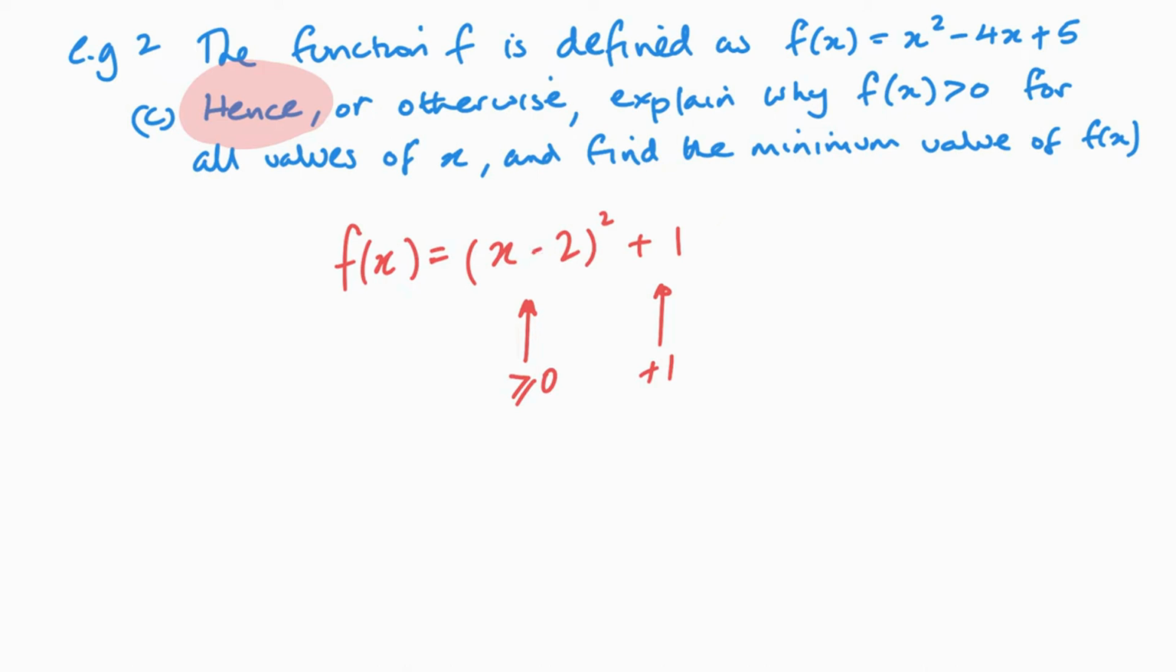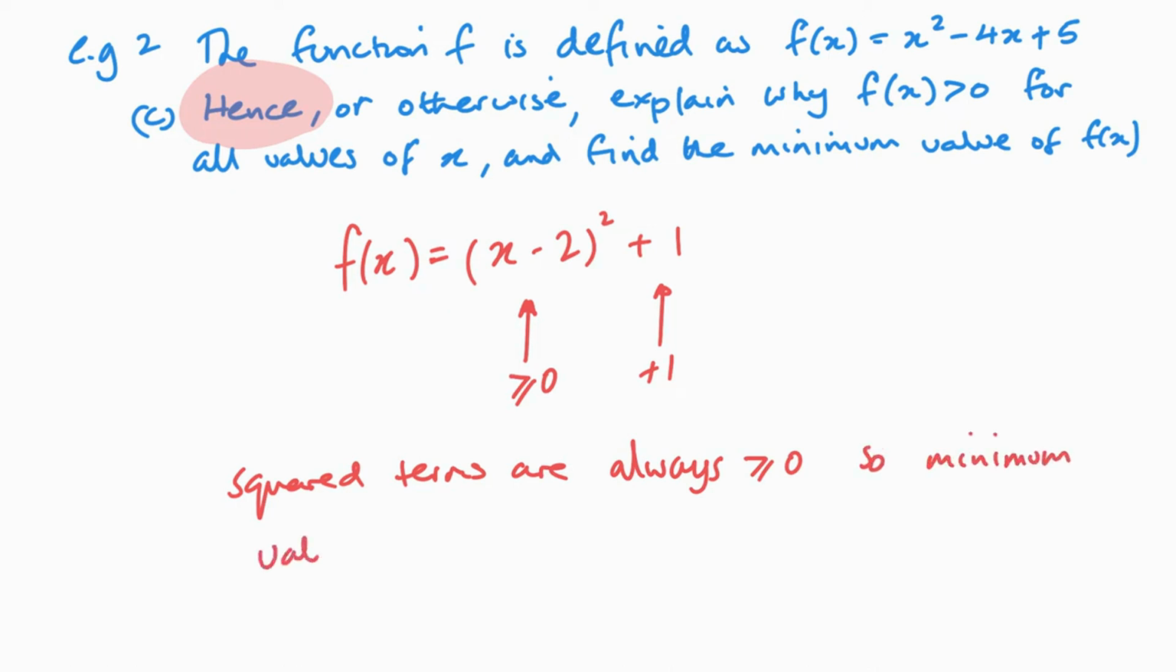And that's all I need to do now with my explanation. So I would say that squared terms are always greater than or equal to 0. So the minimum value is 0 plus 1, which equals 1. And that should be sufficient there.